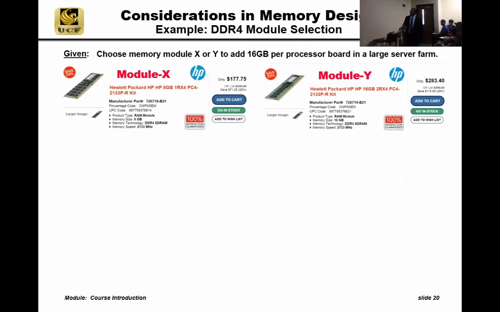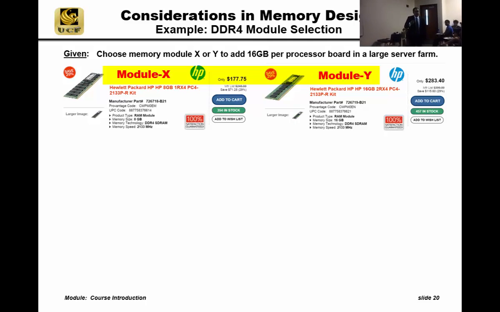So let's try another example. Here is DDR4. That's double data rate version 4. We'll explain it in the memory module of the course, the memory chapter of our material. But here is a common design trade-off you have to make. You have module X and module Y, and you work for Google Data Center. They're going to buy some new machines, and you're going to say, which module do I want to buy? And you have the option to use either. What is the best choice?